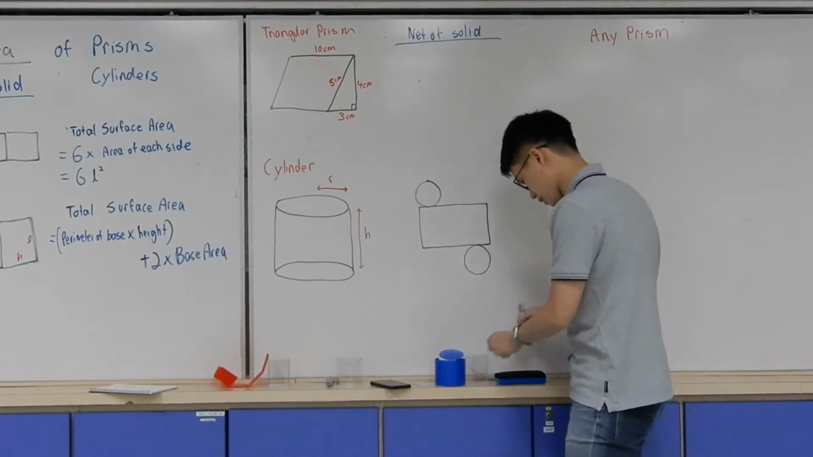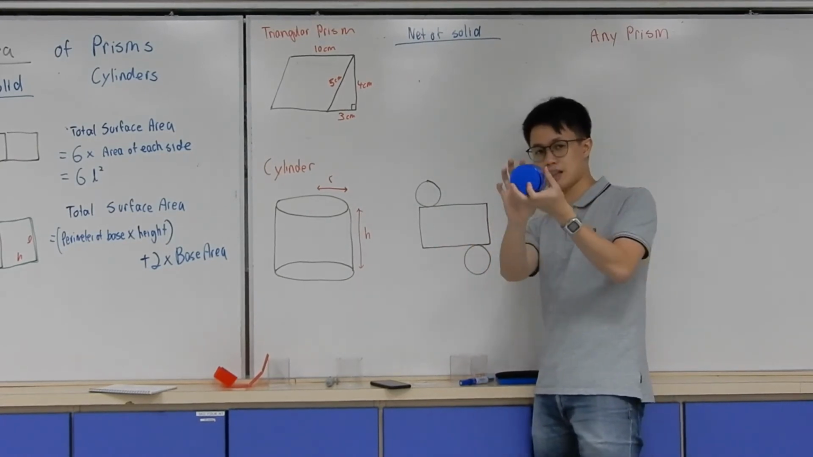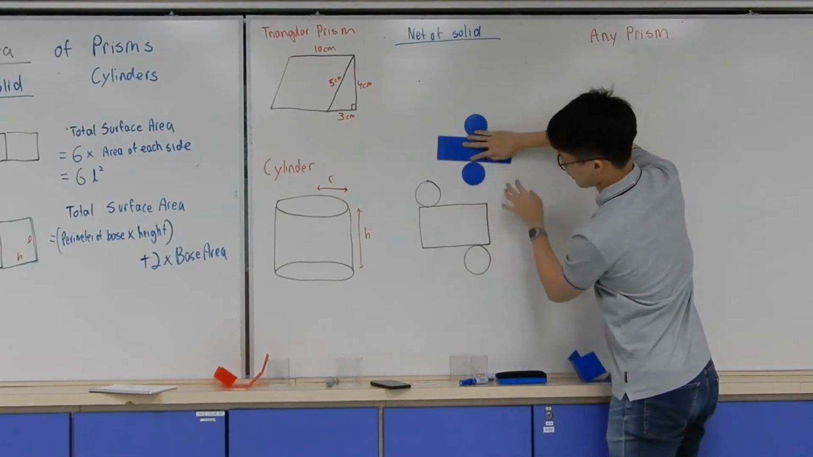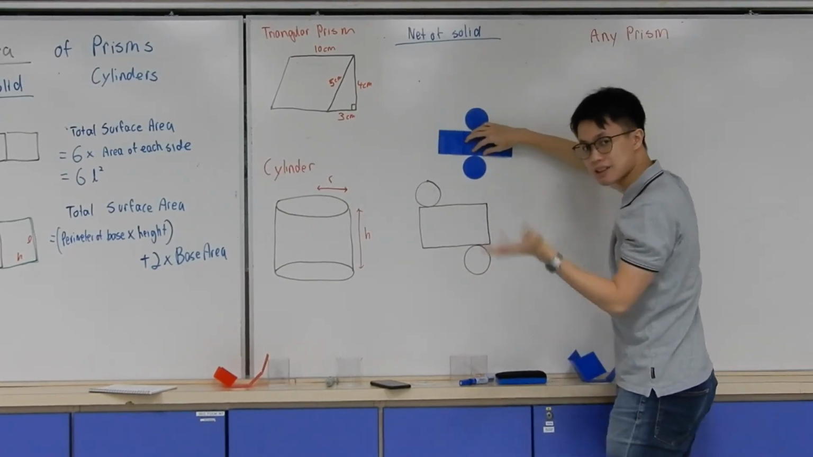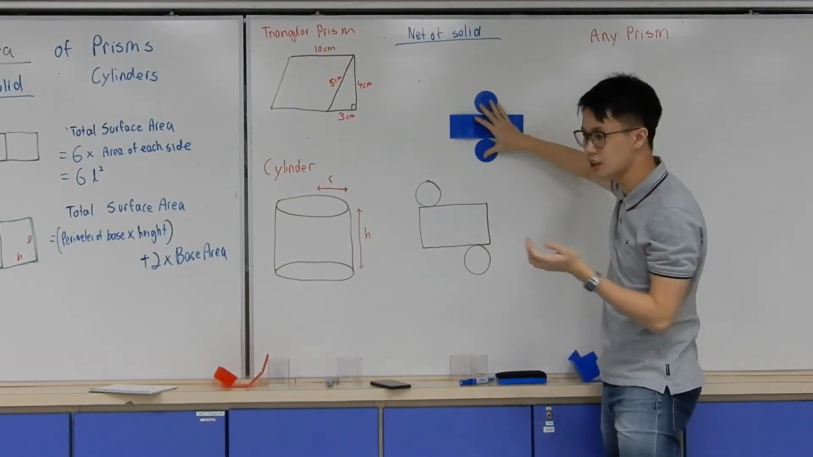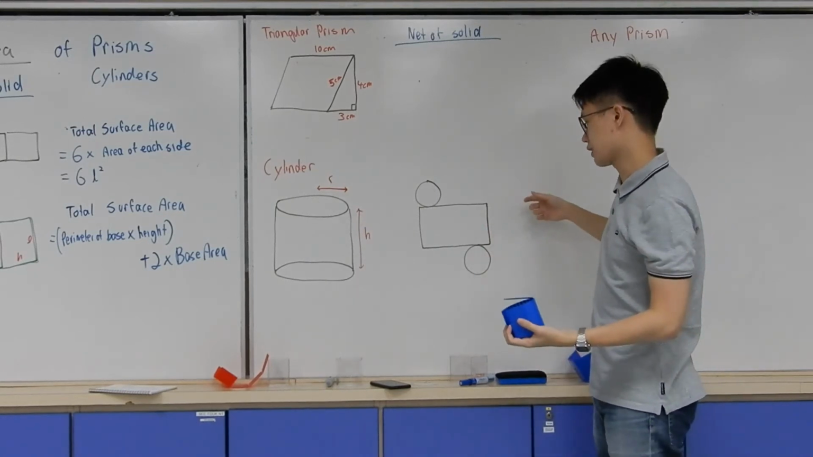Isn't this very similar to what is here? So I open this up, and it's quite similar, right? Just that I put the circles in different locations. But it doesn't matter. It's okay if you put the circle here, here, here. As long as they are opposite each other, and we combine them, it becomes a cylinder. So this is the net of the cylinder.